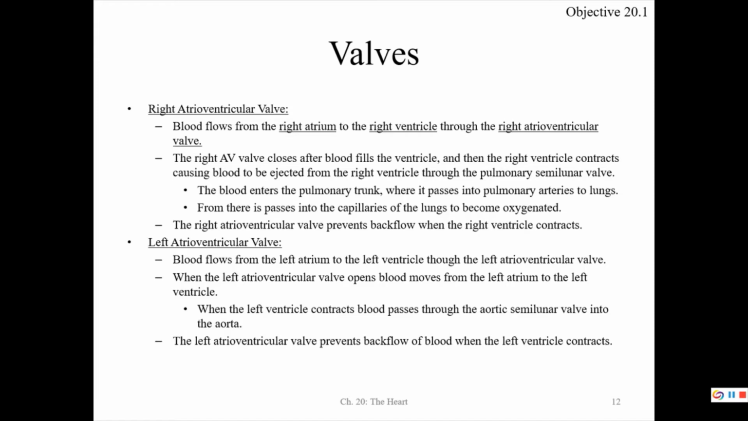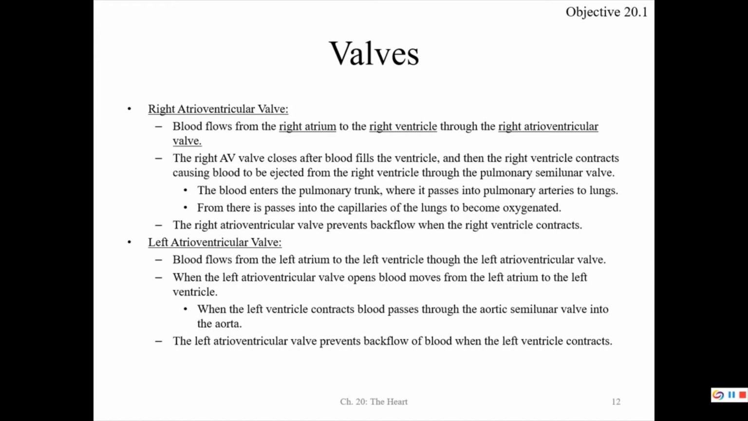When blood gets into the left atrium to go to the left ventricle, it goes through the left AV valve. When the left ventricle squeezes, you want to shut the left AV valve and open up the aortic semilunar valve and squeeze the blood out. Blood should only go one way. Backflow is prevented by the valves.